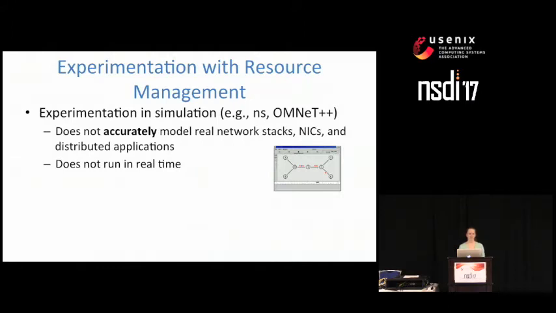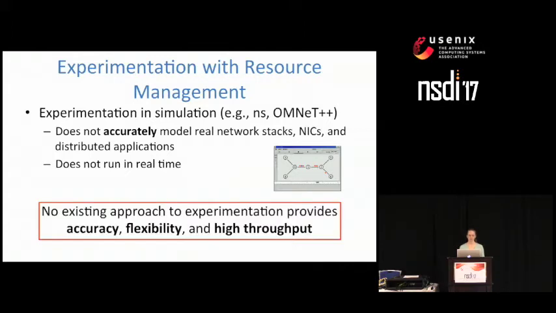And finally, as anyone who's actually run one of these experiments using a simulator knows, simulations run incredibly slowly. Simulating only 1 second of time in a network can take hours. This slows down experimentation considerably. What this means is that no existing approach to experimentation with resource management schemes today provides accuracy, flexibility, and high throughput. This makes it difficult to prototype new resource management schemes and to evaluate the performance of existing applications under different resource management schemes.